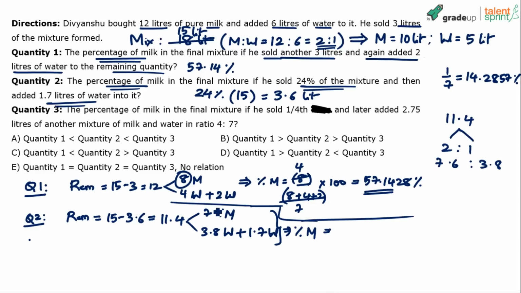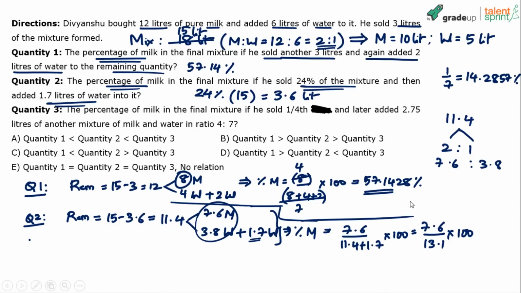How much is milk? Milk is 7.6. Divided by 7.6 plus 3.8 plus 1.7. Or basically you can say 11.4 plus 1.7. Because 7.6 plus 3.8 is 11.4. Right? Plus 1.7. Either way you get the same value. Right? 11.4 plus 1.7 into 100. So basically this is 7.6 by 13.1. Or 76 by 131 into 100. Now this calculation needs to be done.